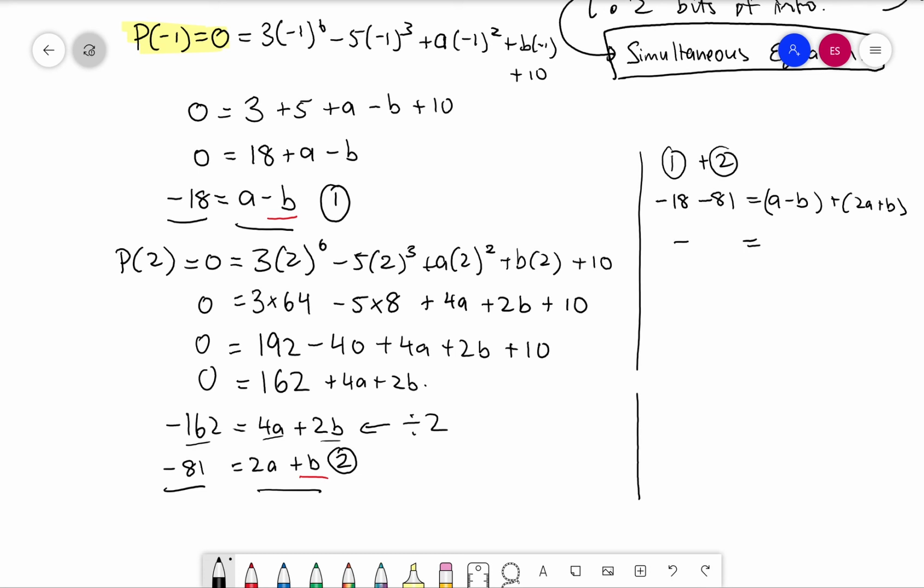That will give us negative 99. And then the b's will cancel here because of the minus b and the positive b. And we'll just get 3a. Divide both sides by 3, and we'll get a is equal to minus 33.